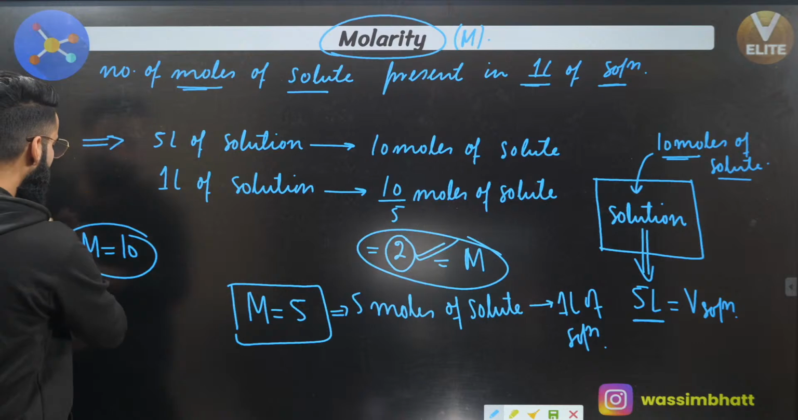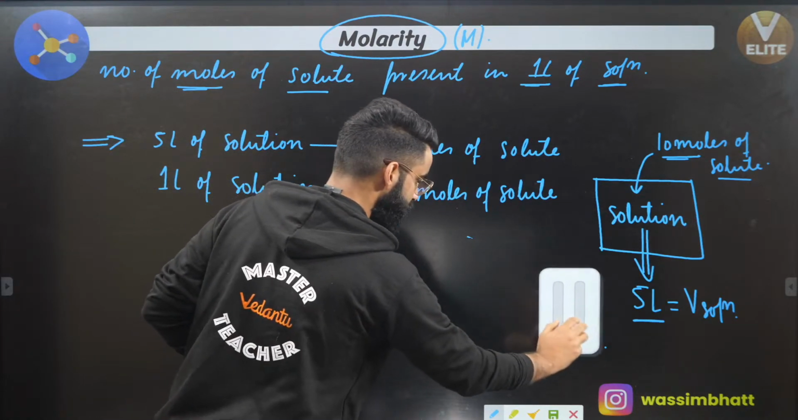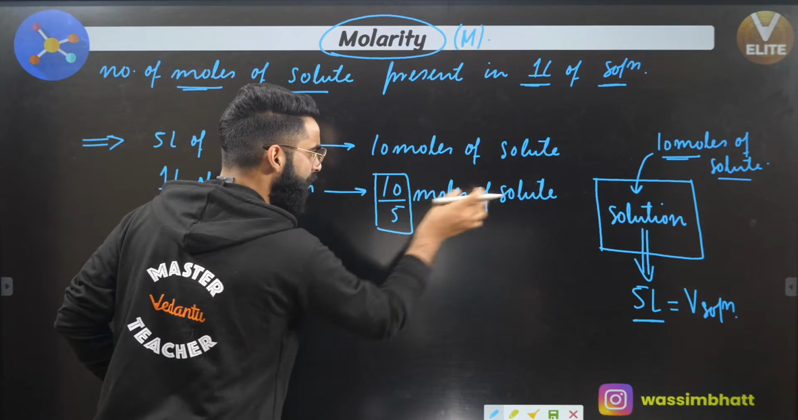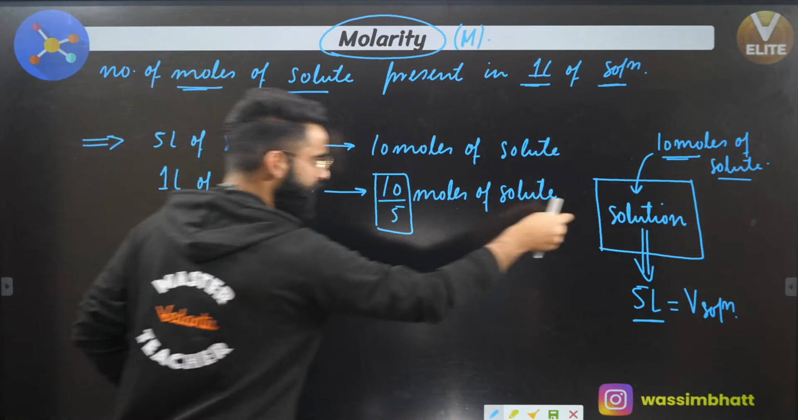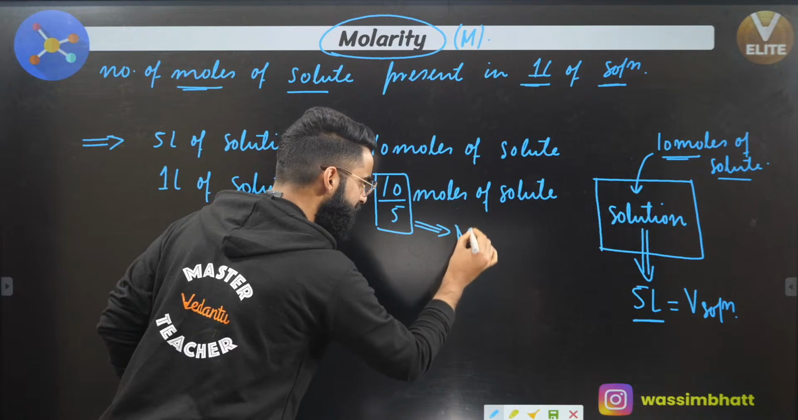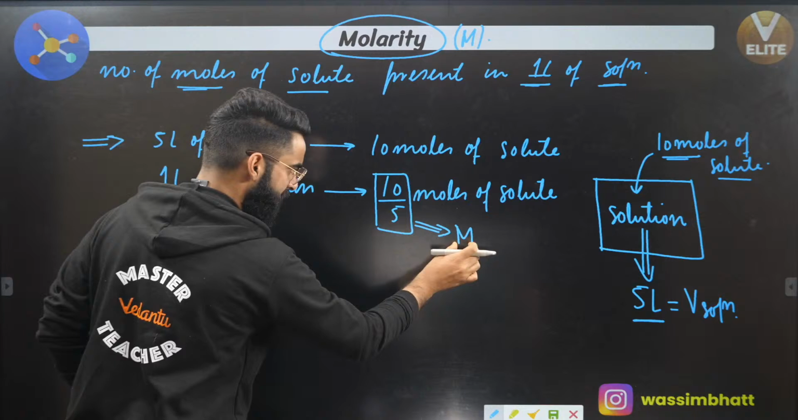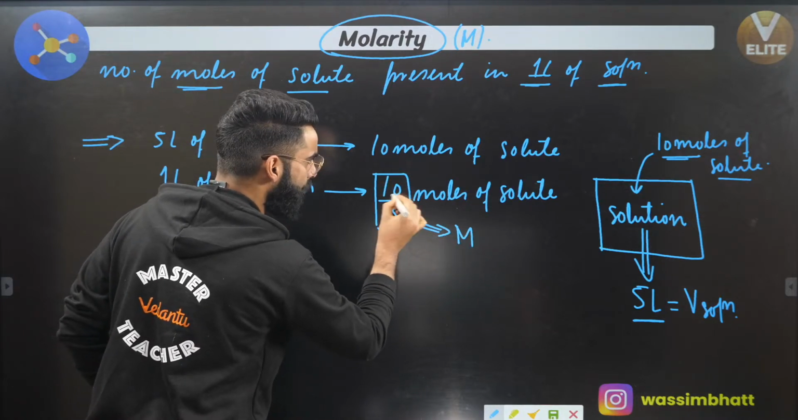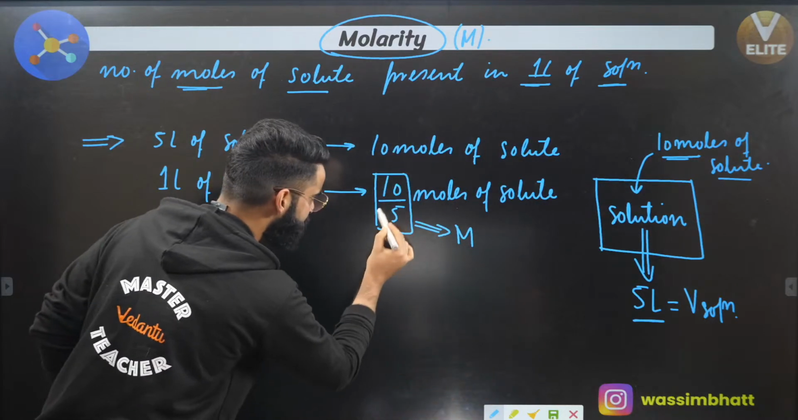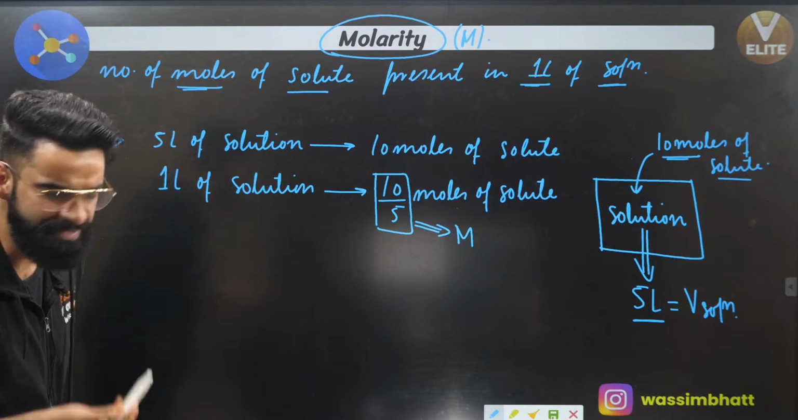Now understand how I will make the formula out of it. This 10 divided by 5: these many moles of solute are present in 1 liter of this solution. This is what I call the molarity of this particular solution. Now, to make its formula, what is this 10 in the numerator? These are the moles of solute. What is this 5? This is the volume of solution in liters.